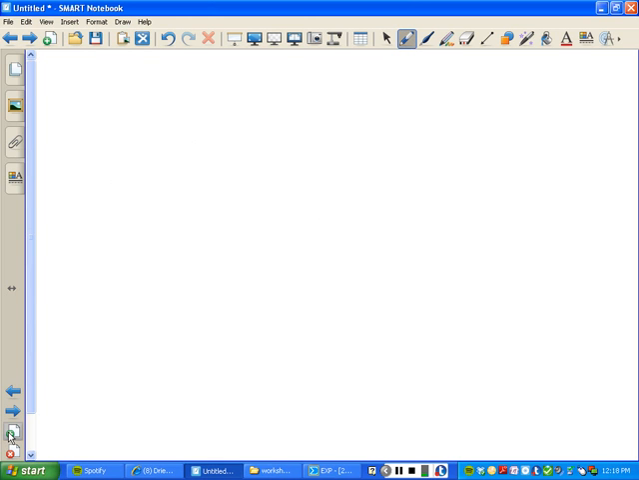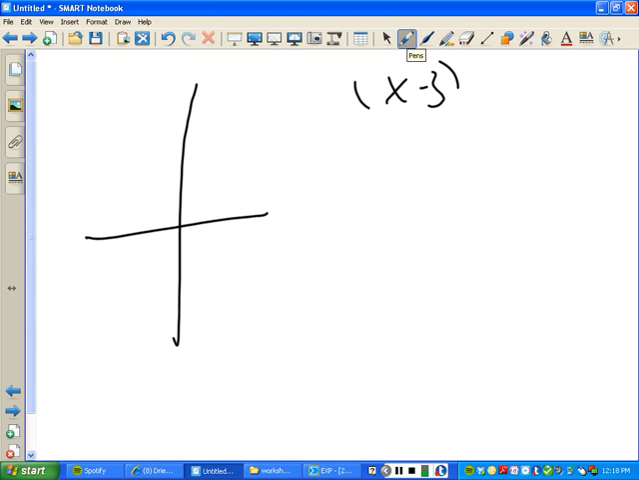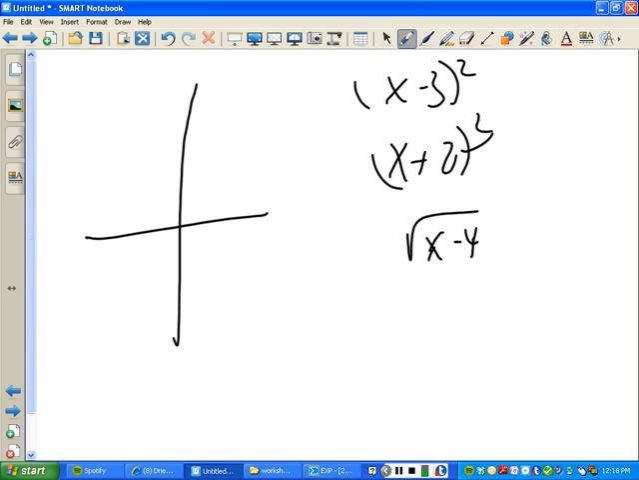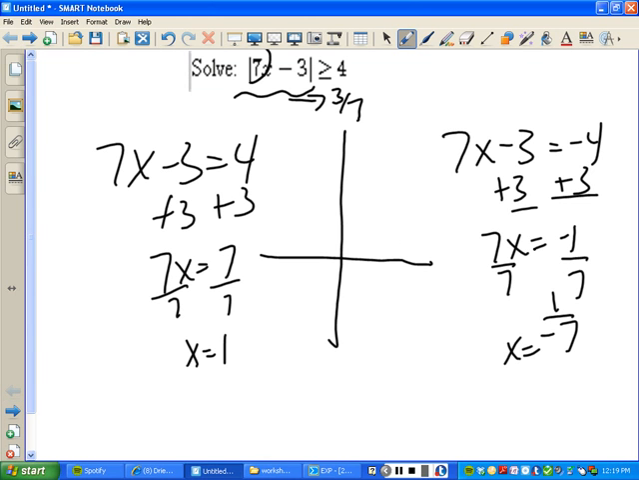Much better. Because all the ones we've ever done, x minus 3 squared, x plus 2 cubed, square root of x minus 4, these have all gone by which way this number says. This makes it go left 2, right 3, right 4, right? Look at the difference between these and this. The 7 in the front changes everything.